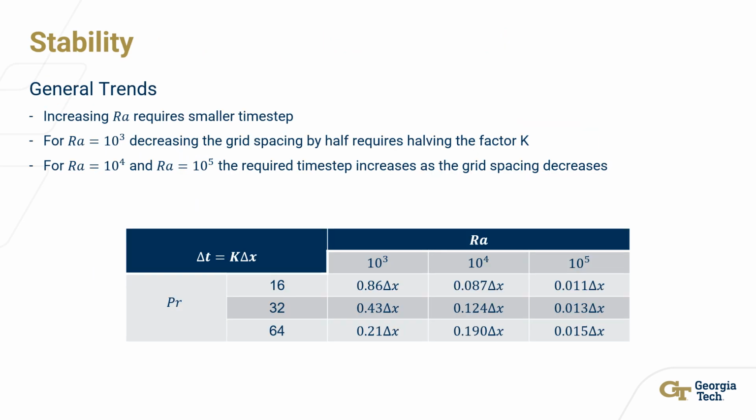In terms of some general trends in the solver stability, increasing the Rayleigh number will generally require a smaller time step. In terms of the grid spacing, for Rayleigh number 1,000, halving the grid spacing also requires reducing the time step by a factor of k, so there's probably a scaling proportional to delta x squared here. For the higher Rayleigh numbers, this seems to diminish somewhat, as you can actually increase the time step as you decrease the grid spacing.